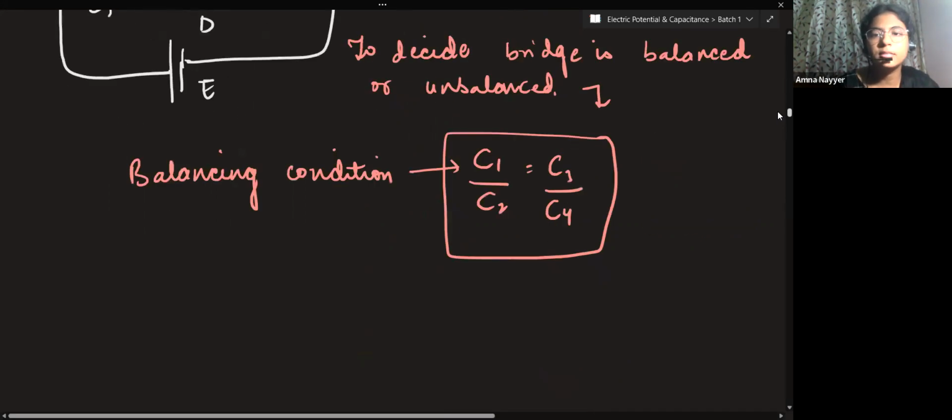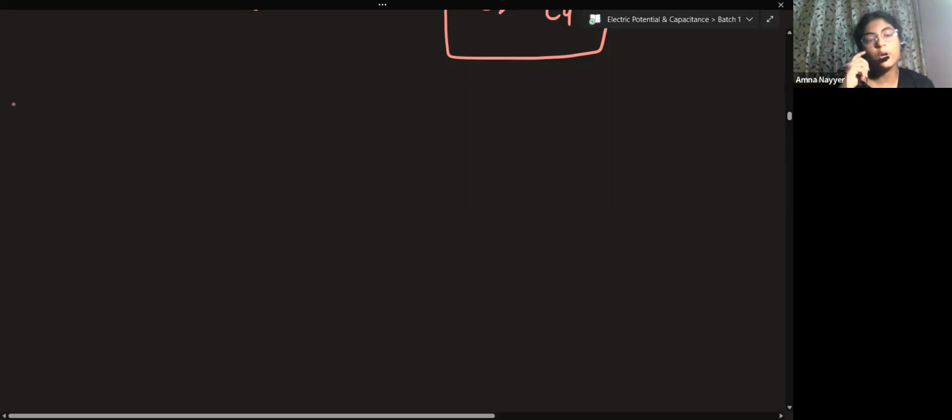Now let's see if you're done with it. Let's see one important type of capacitors, how to identify in series or parallel. This is important from your CBSE perspective as well as from your entrances, because these kinds of questions have come in your CBSE questions as well as in your NEET and JEE, especially NEET. See, problems involving plates.